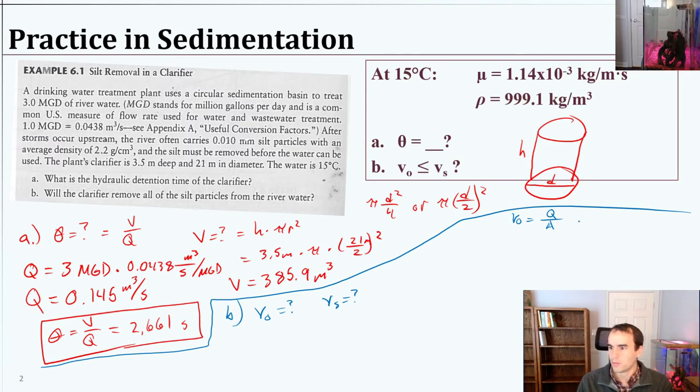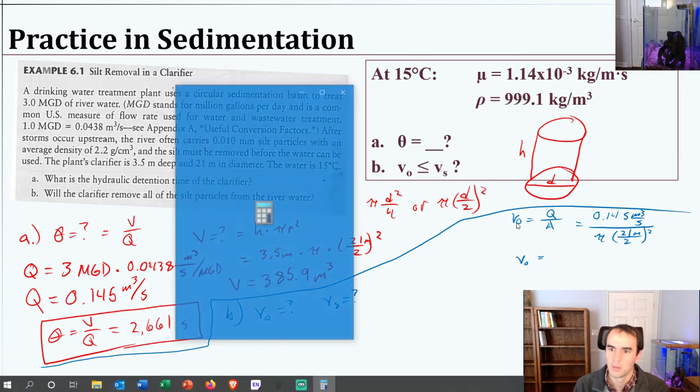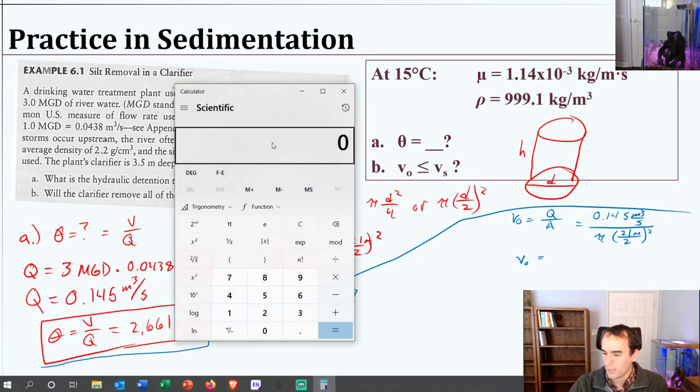Okay, so with that, we pretty much know the area or can easily get it from what we already did. So this is going to be that flow rate, 0.145 cubic meters per second, divided by our area, which is pi times 21 meters divided by 2, squared. So V0 then will be equal to, calculator, so we had 21 times 21, divide that by 4, and multiply by pi.